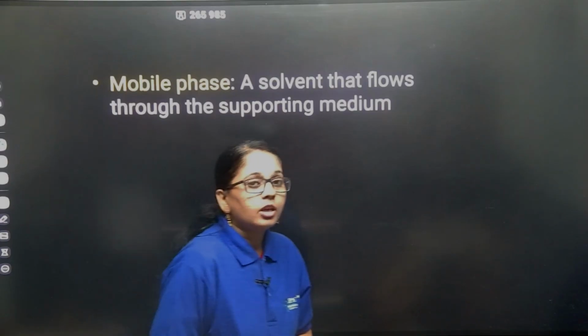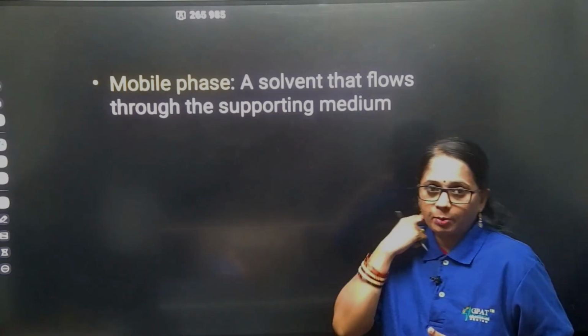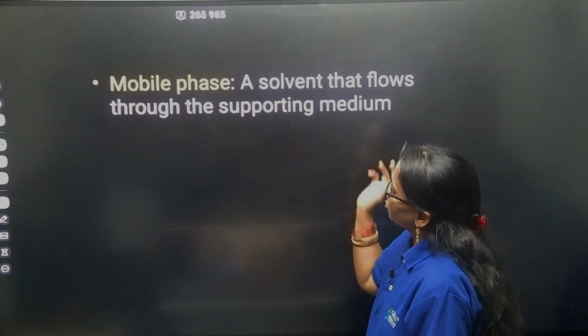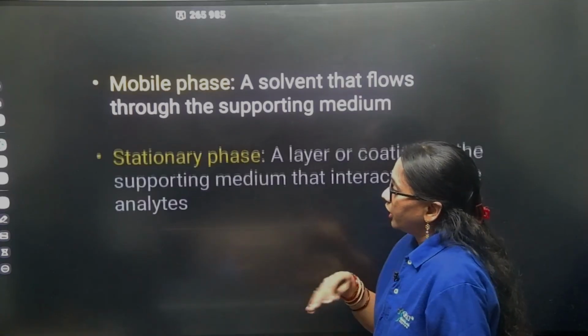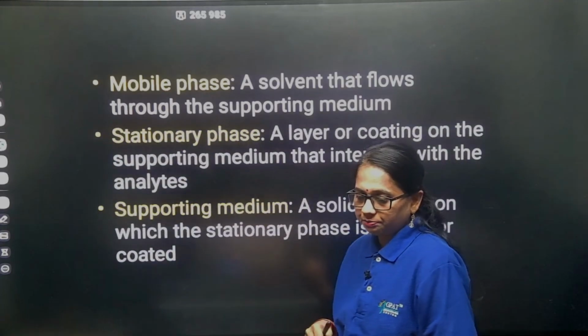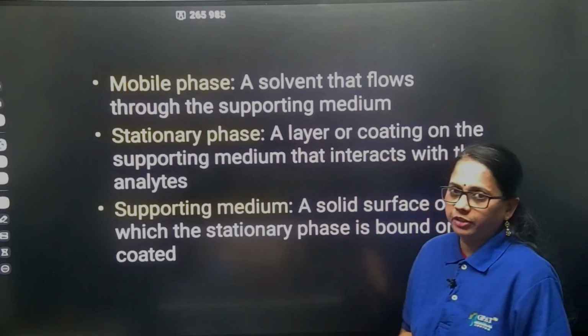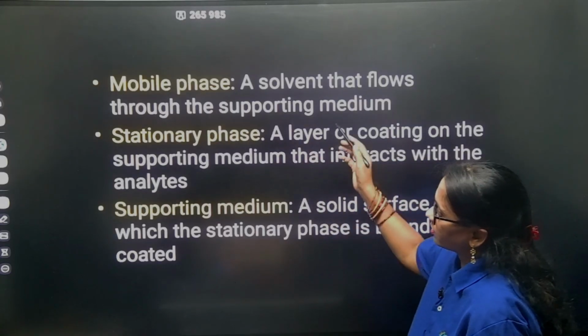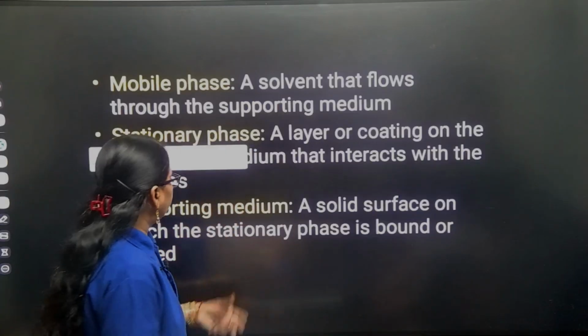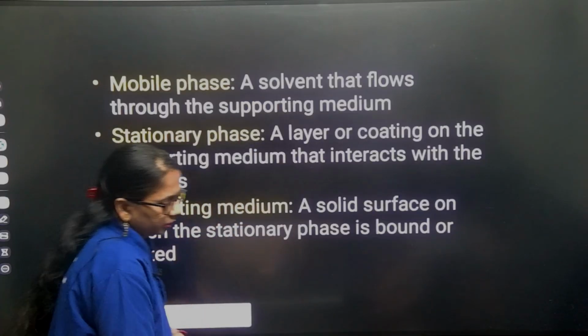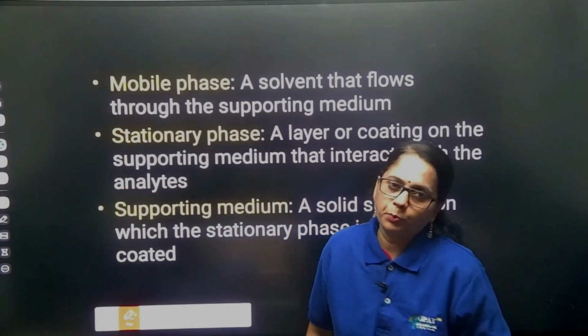Now let us see the different terminologies that come across in the chromatography technique. First of all, let us see the components. In chromatography techniques, we use three different types of components. Majorly, the first is the mobile phase, the second is the stationary phase, and the third is the supporting medium. These are the most important things.